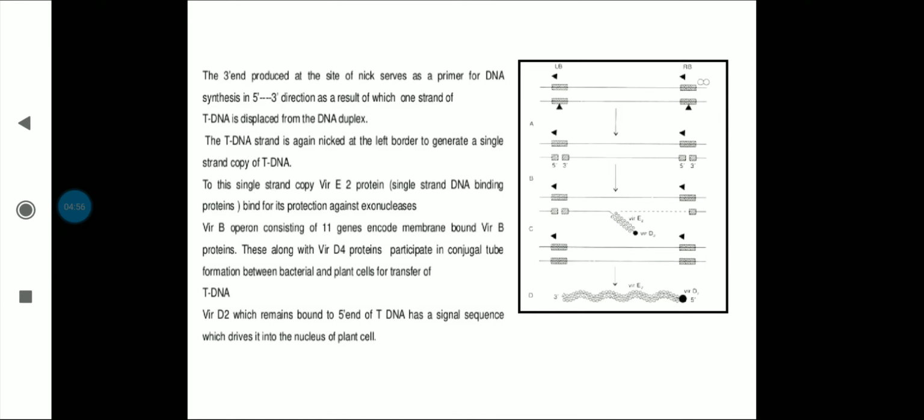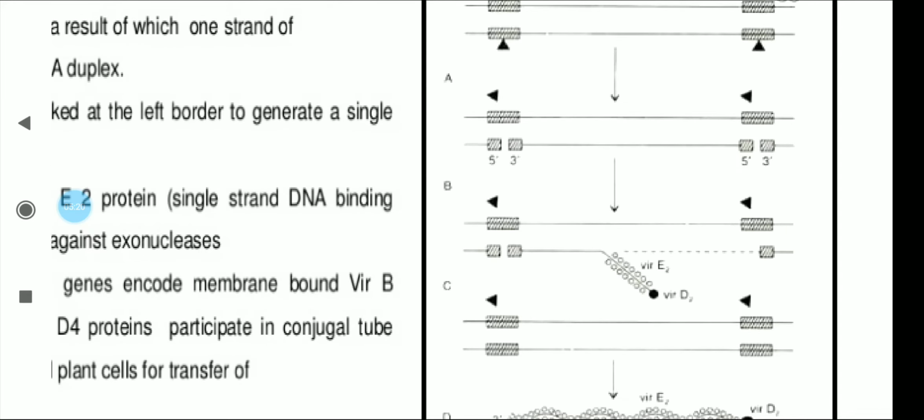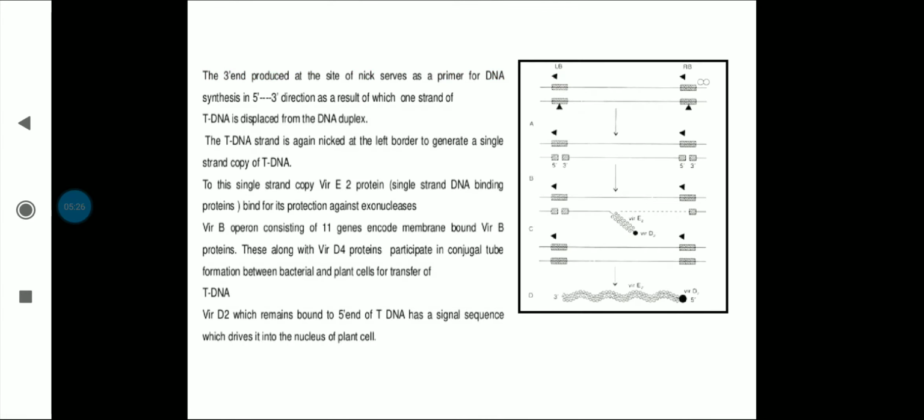vir-B and vir-D4 proteins help in the formation of a conjugal tube that mediates the transfer of tDNA along with the vir-D2 complex into the plant cell. vir-D2 acts as a nuclear localization signal that drives the tDNA molecule into the nucleus of the plant. So this is the diagram, you can observe it nicely.